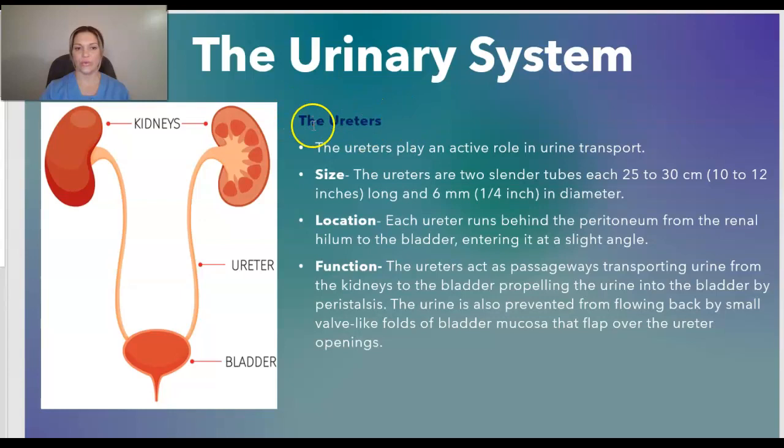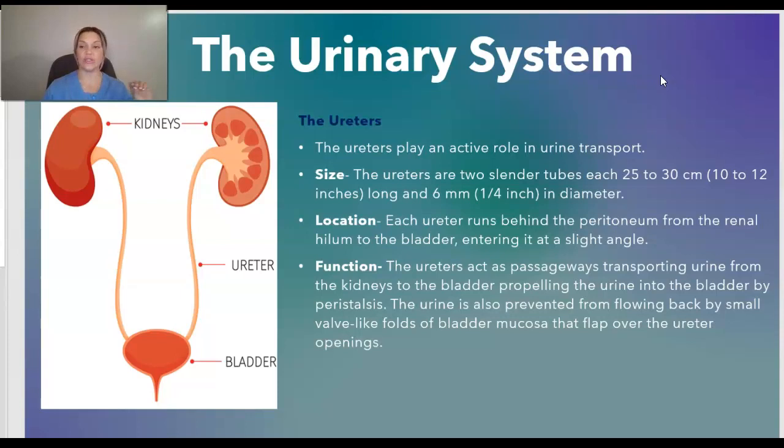Moving on to the ureters. As I said before, you have a kidney on the right side and a kidney on the left side, and then you have ureter tubes, one from each kidney, that extend from the kidney to the bladder. So really the ureter's active role is urine transport.